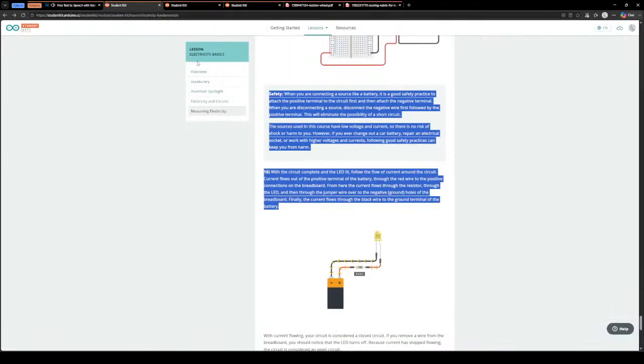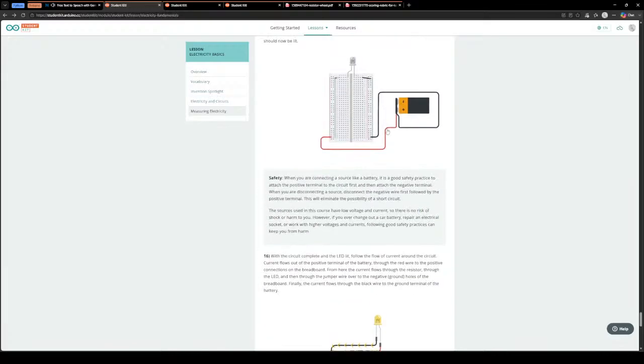Safety. When you are connecting a source like a battery, it is a good safety practice to attach the positive terminal to the circuit first and then attach the negative terminal. When you are disconnecting a source, disconnect the negative wire first followed by the positive terminal. This will eliminate the possibility of a short circuit. The sources used in this course have low voltage and current, so there is no risk of shock or harm to you.